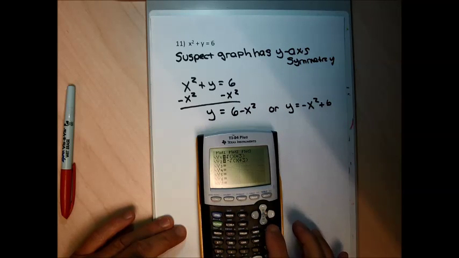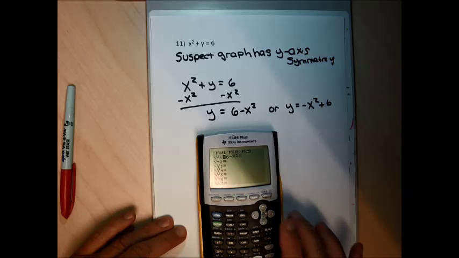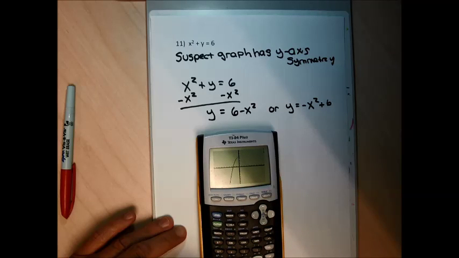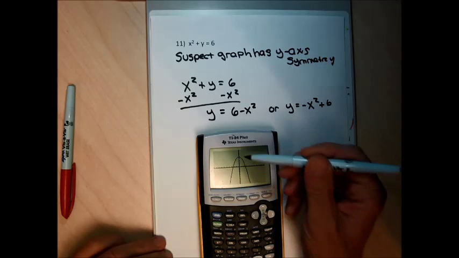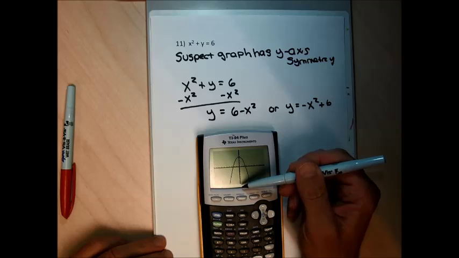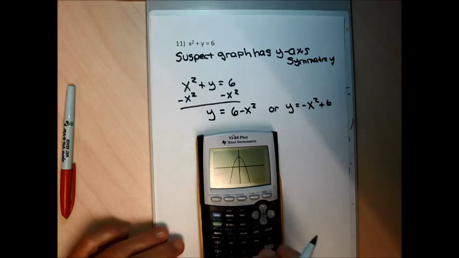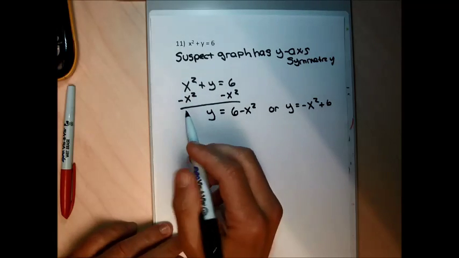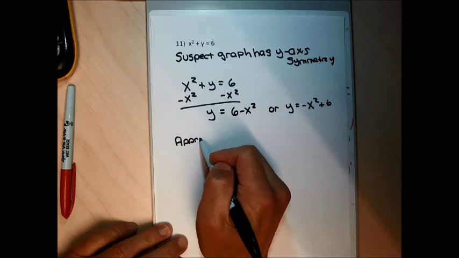So I'm going to go y equals, clear out the two functions I entered for problem 10, and go 6 minus x squared. I think my window's going to be okay. I see a parabola where the vertex is on the y-axis. The y-axis really looks like it cuts the graph into two equal halves. So I'm fairly confident that my graph has y-axis symmetry. Now I need to do the appropriate test to confirm that it has y-axis symmetry.